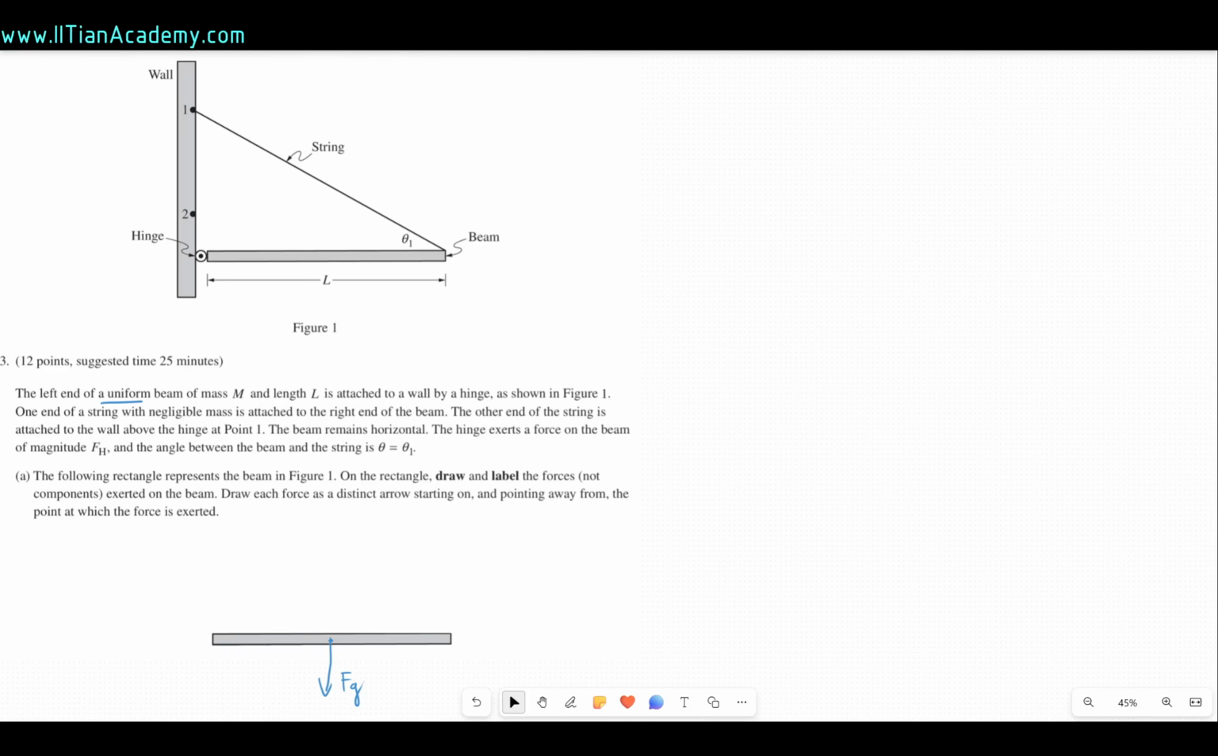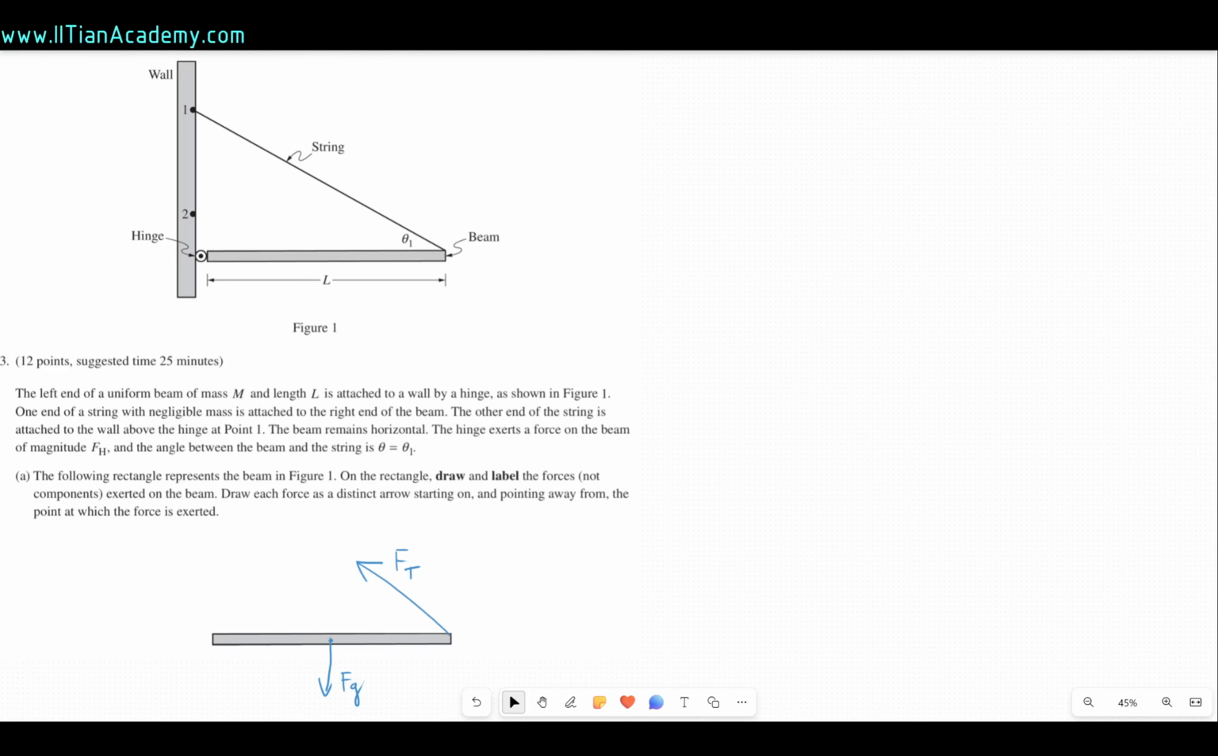We will also have a tension force that is acting along the string. That will go somewhat like this. Tension is always acting along the string. So we can draw it simply like this. And we will have a third force by the hinge. And the way we can determine the direction of this force. So firstly, we can label this force the tension force.